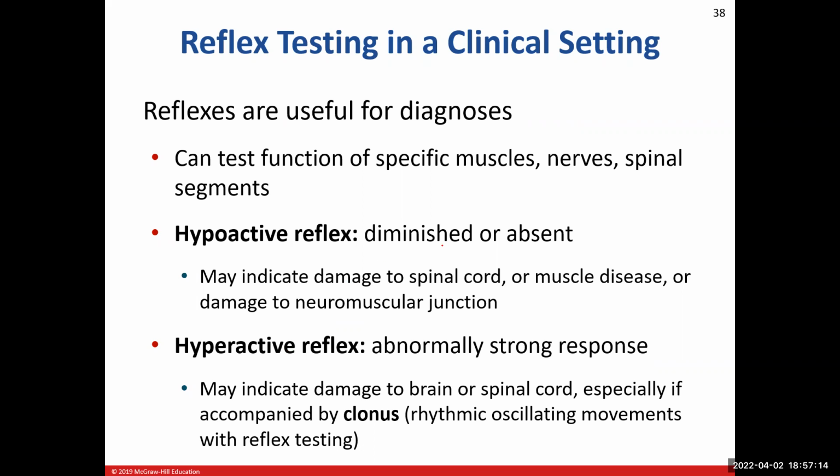What happens if it is really small or altogether absent? Well, then the possibility could be that there is some sort of damage to the nerve that innervates the muscle. So we'll think maybe something's going on in the spinal cord, or there's actually something wrong with the muscle itself, something that caused a weakness in the muscle, or where the nerve and the muscle meet up. So some sort of issue going on at the neuromuscular junction. That's a hypoactive reflex, where it's diminished or it's not even occurring at all.